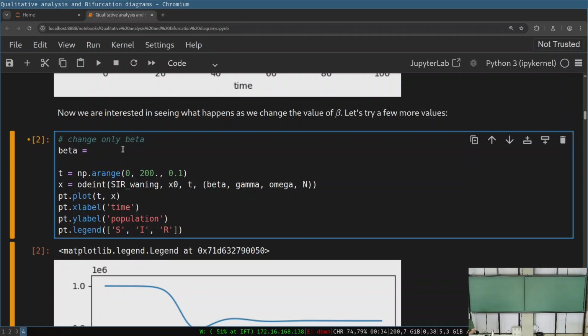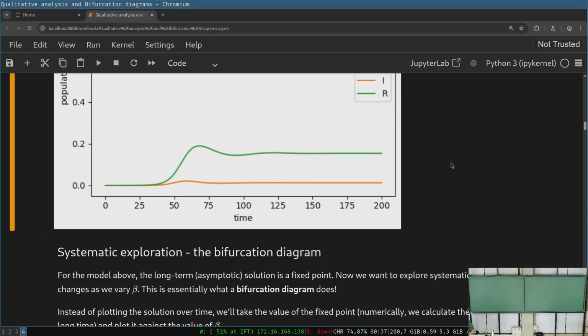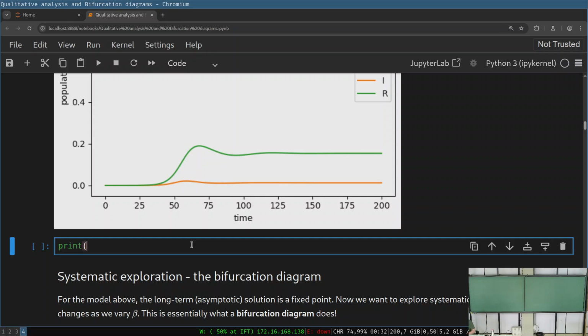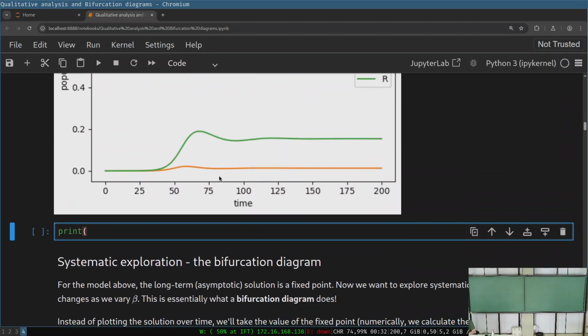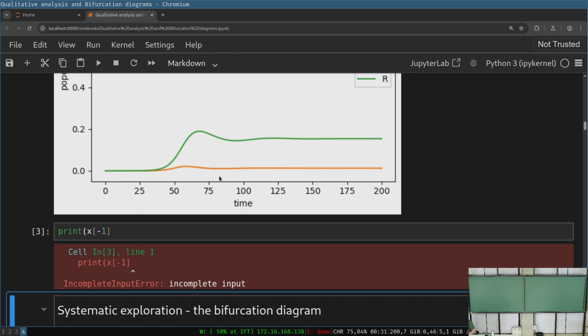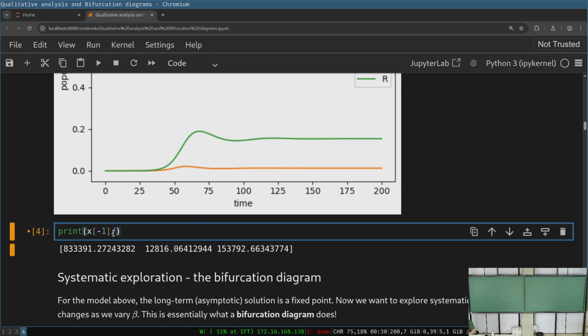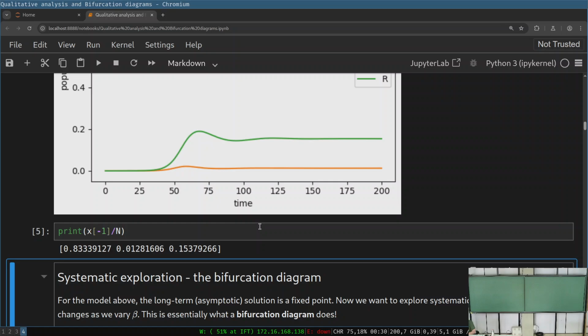What happens if I go even lower with beta? To be sure, let me create a new cell down here and print the last value of the solution, x minus 1, divided by m. You see that at the end I still have 1% prevalence of infections, versus 83% susceptible and 15% recovered.